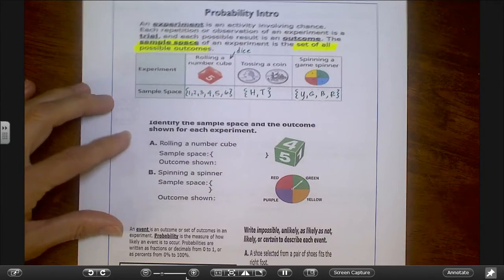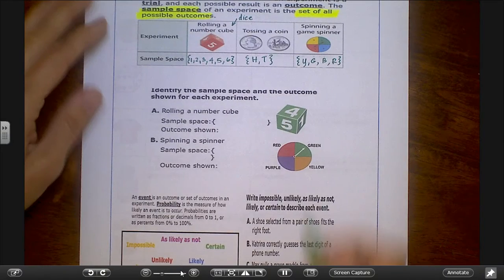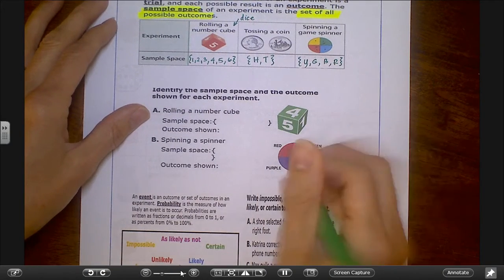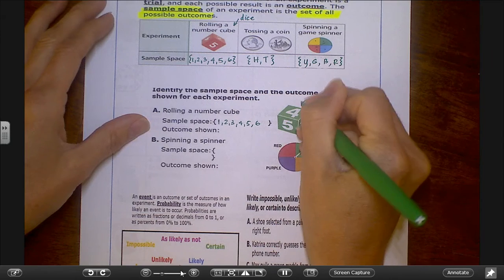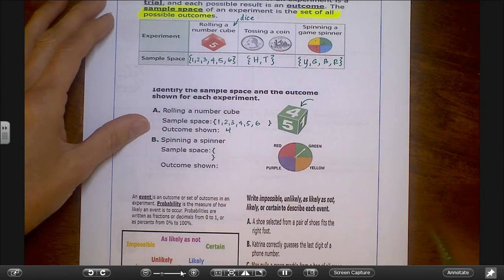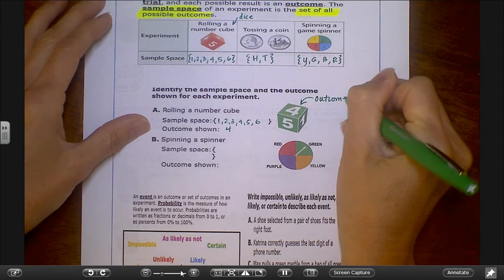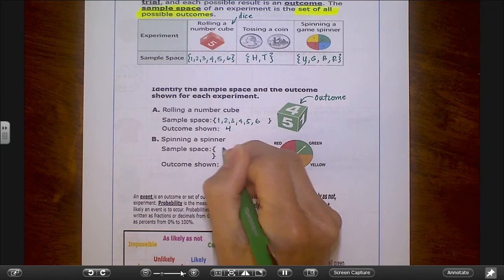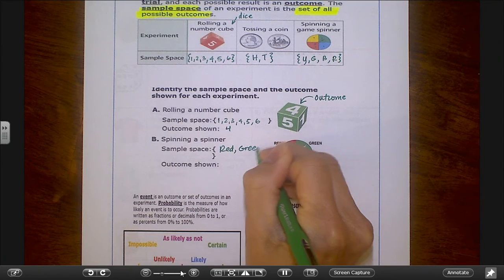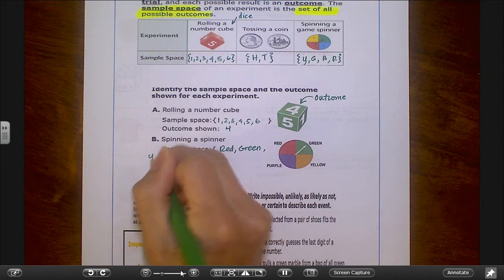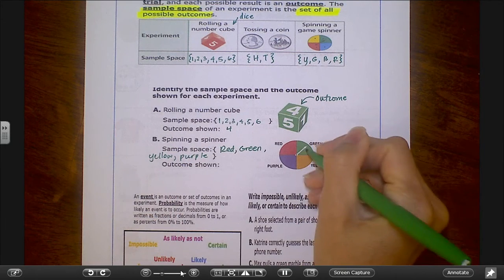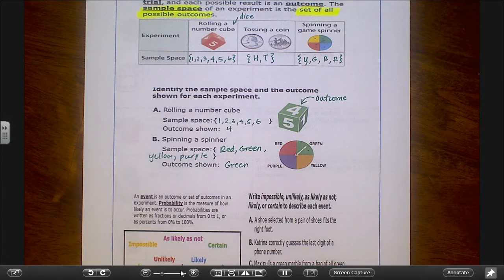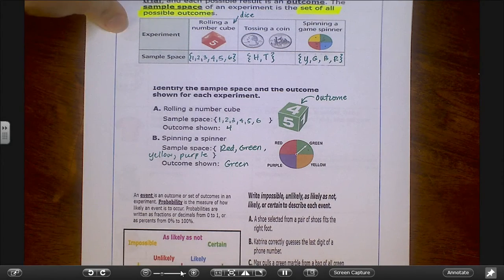So now, if you look down here, we have to identify the sample space and the outcome shown. So for our sample space, again, we have a number cube or a standard die. So we have 1, 2, 3, 4, 5, or 6 for the sample space. And the outcome shown is what's heads up when it landed. So the outcome shown would be 4. And then spinning this spinner, our sample space is red, green, yellow, or purple. And the arrow would be the outcome. The arrow is pointing on green. Okay, so easy enough for that. So your sample space is what are all my possibilities? Outcome shown is what actually happened.